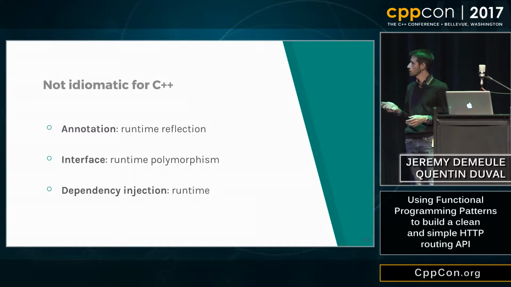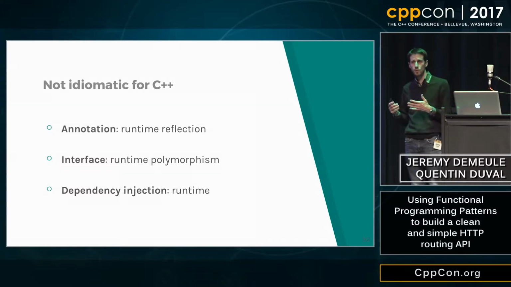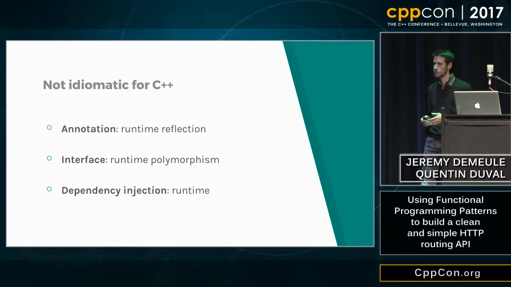We use interfaces, so runtime polymorphism. We use it in C++, but we also like to pay for what we use. So making this kind of thing mandatory for every external dependency is not natural either. And finally, we use dependency injection, so we know the code is correct only at runtime. This is a very trial and error process, and this does not feel very C++. We like to rely on our compiler.